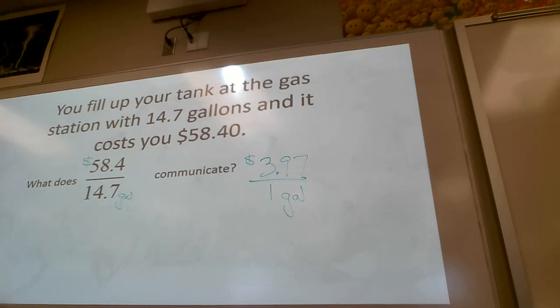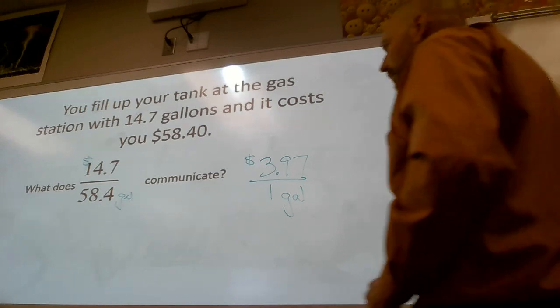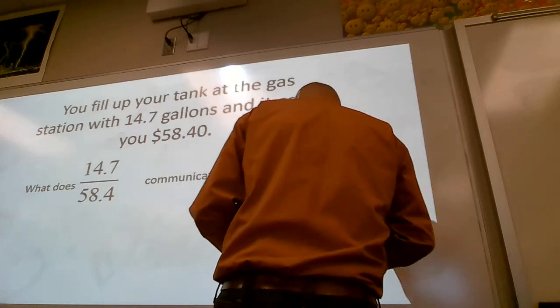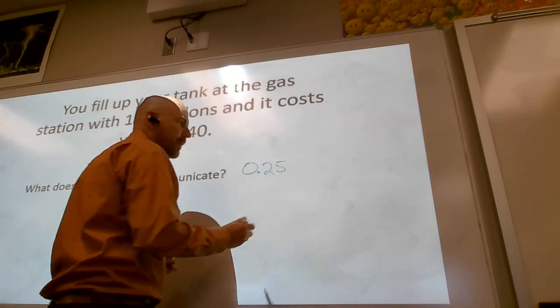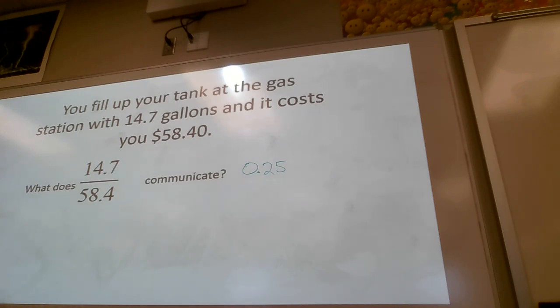Does that make sense? Okay. Now, this is what we see projected on gas station signs: how much it's going to cost you for 1 gallon of gasoline. Okay. What would happen if I took that ratio and I flipped it? What would that communicate? So the answer, your calculator spits out that. What does that communicate?